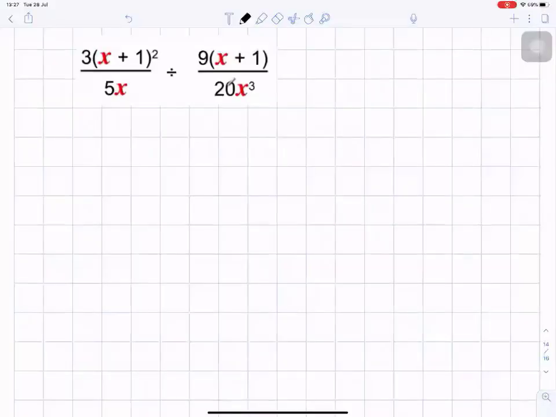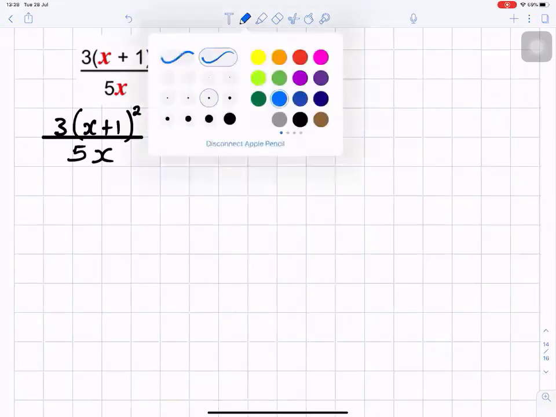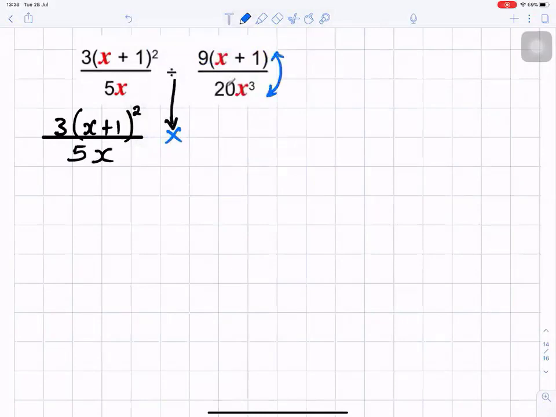How can I simplify? Because that's the first thing. So the first thing is you keep the first side the same. 3 bracket x plus 1 all squared divided by 5x. Change that divide to times. And then you flip this one. So that becomes 8x cubed divided by, what do I write under? 9 bracket x plus 1.